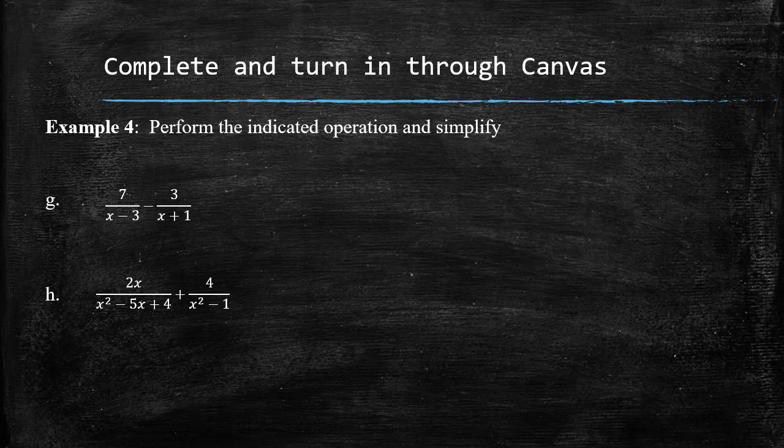Okay, perform the indicated operation. So for part G, notice that you don't have a common denominator, but no factoring is involved in G because you're just going to write in what's missing. For part H, you do need to first factor, write in the term that's missing, and then go from there. All right, good luck.